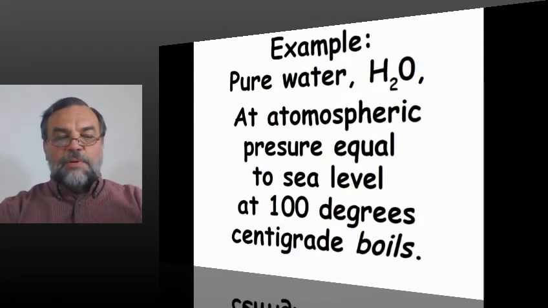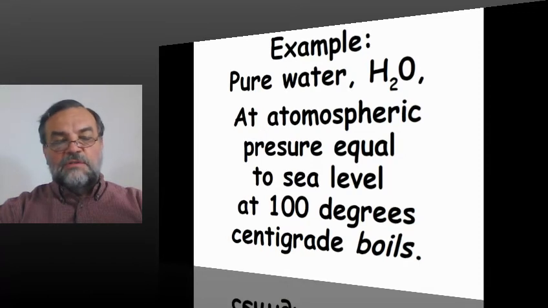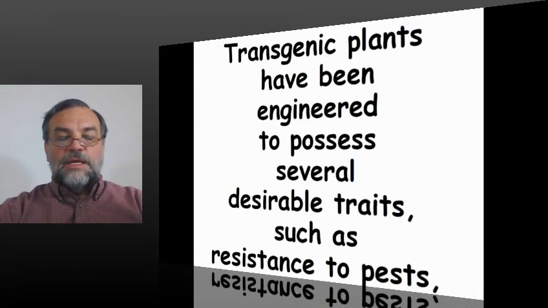A simple example of something that's been proven by this type of method is that pure water, H2O, at atmospheric pressure equal to sea level, boils at 100 degrees centigrade. If you don't like that idea or maybe don't agree with it, you set up an experiment, possibly a little more complicated than what we see right here because of the element of atmospheric pressure. But the idea is you set up an experiment.